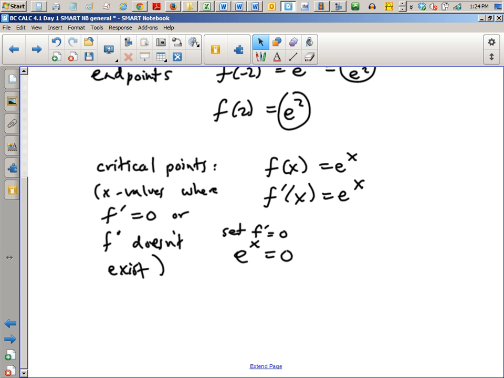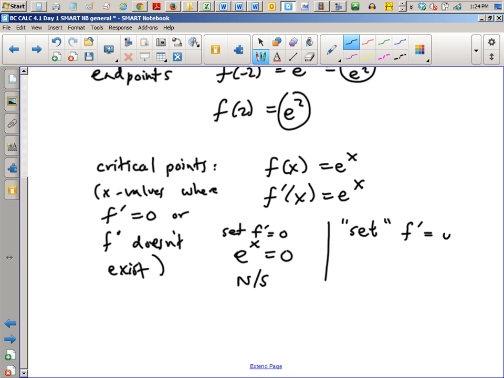So this is not going to give me any more candidates. This statement is never true. So this was a bit of a dead end, granted. But I still needed to at least think it. So that's no solution. We also need to, and I say this tongue-in-cheek, set f prime equal to undefined. Okay? So e to the x is undefined. Would this ever happen?